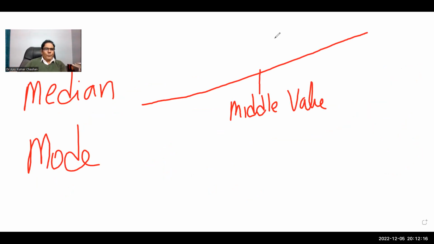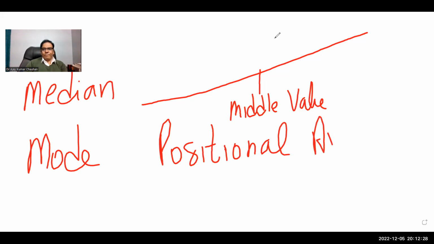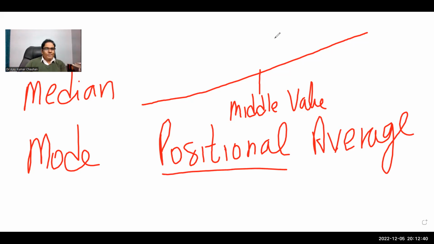The middle value is known as median. So this median is also known as positional average. It is showing you the average with respect to position, so it is called positional average. So median is the middle value, simple.